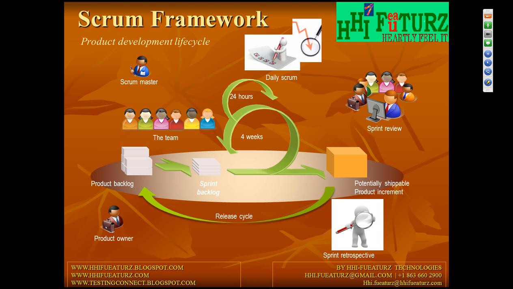Let us assume this is a 2 year project. With 2 years, how many releases will you come up with? I mean, releases you should not call in the scrum framework. How many cycles or how many sprints will you come up with? If you follow a 4 week life cycle, then you will come up with 24 sprints.